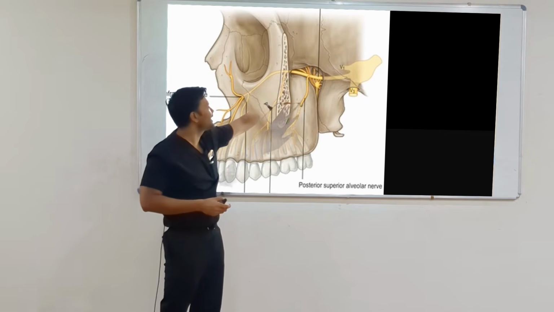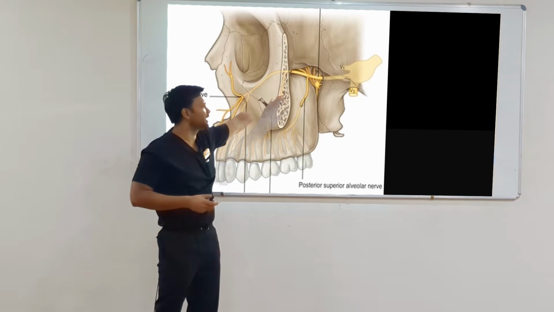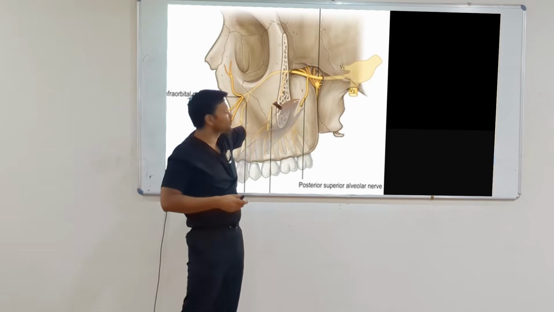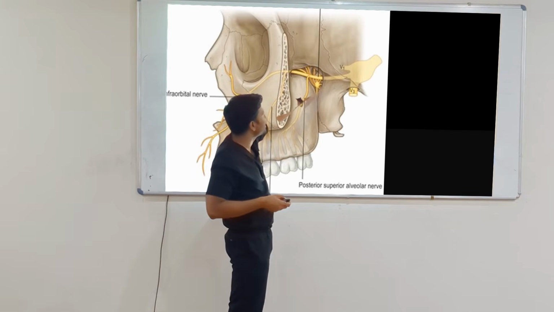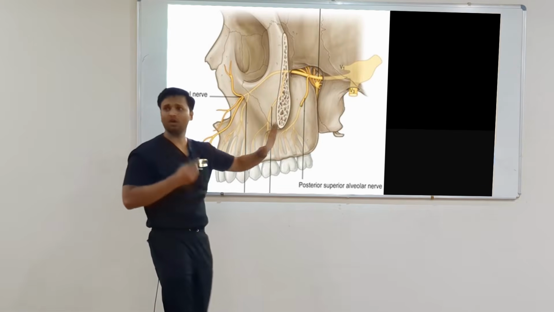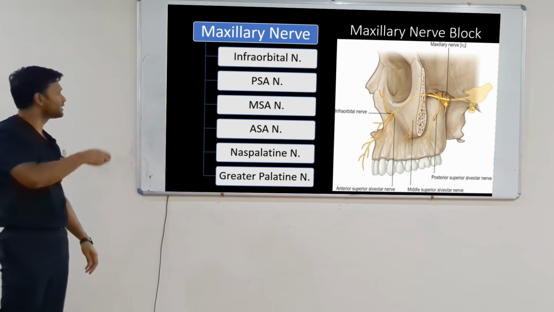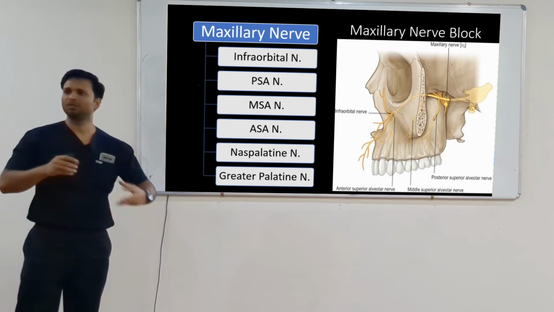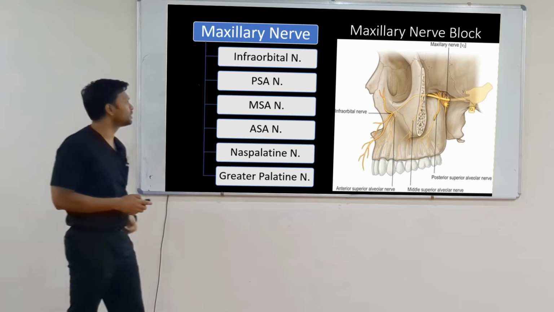Okay. Now, PSA and greater palatine also come from here, it is not visible here. So this infraorbital gives out ASA, MSA, and the terminal branches. And its other branches are nasopalatine, greater palatine and PSA. Suppose we deposit the LA solution here in the pterygopalatine fossa, we are going to block all of the maxilla on one side. Okay. So these are all the relevant branches of the maxillary nerve. There are other zygomatic branches or postganglionic fibers from the pterygopalatine ganglion, but that is not useful right now. These are the relevant branches that we need to worry about.